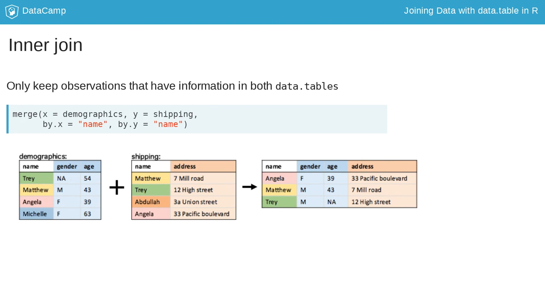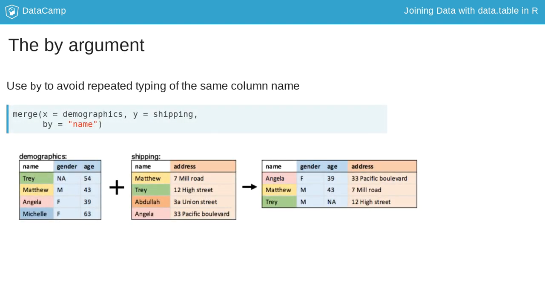An inner join is the default behavior of the merge function. It takes two data tables as inputs, one to its X and one to its Y arguments, along with the name of the key column in each data table to the by.x and by.y arguments respectively. When the key columns have the same name in both data tables, you can use the by argument instead to avoid typing the column name twice.